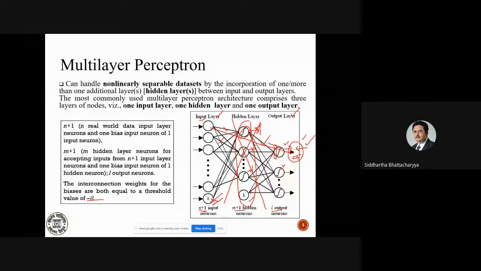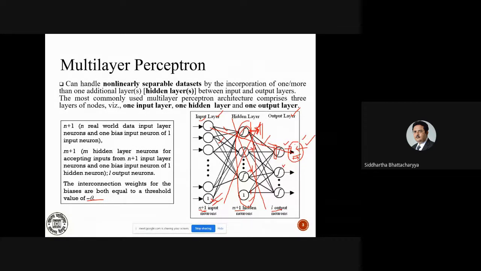But here, since there are a number of hidden layers in between, and you do not know the intermediate output, that is the problem. And also, you do not know the intermediate actual expected outputs of the hidden layer. There is no idea about that. So that is why you do some sort of what is referred to as back propagation.